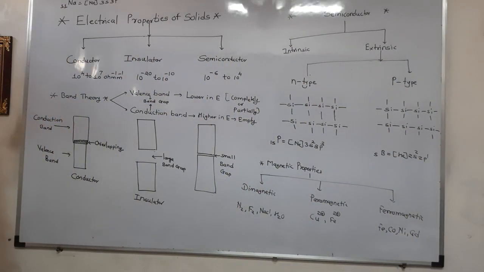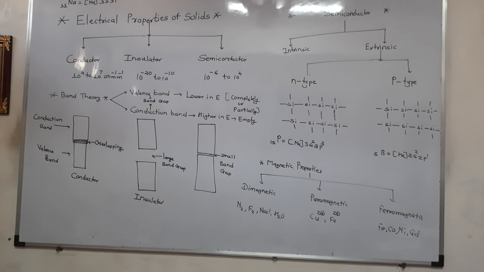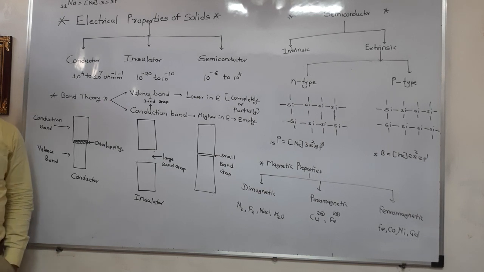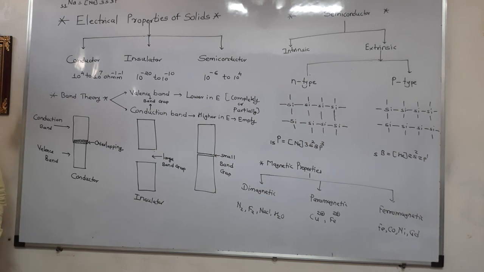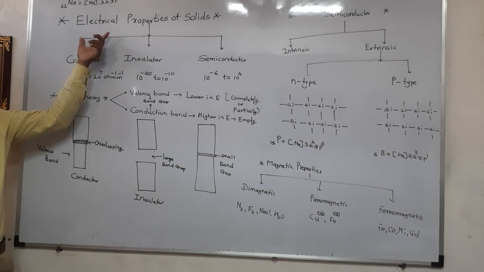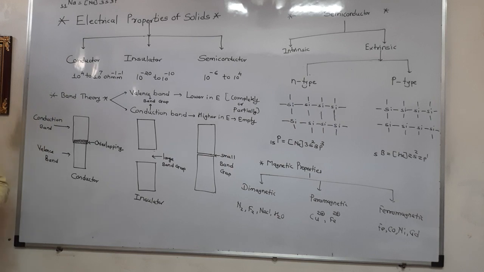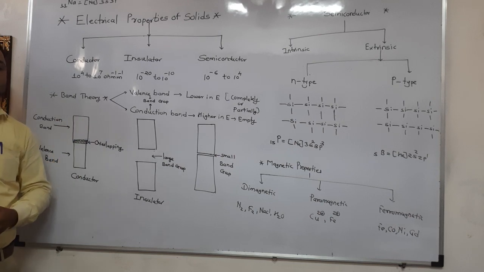Let us start a new topic of solid state: electrical properties of solids. All elements are classified as metals, metalloids and non-metals. And these are further classified on the basis of electrical properties such as conductor, semiconductor and insulator.